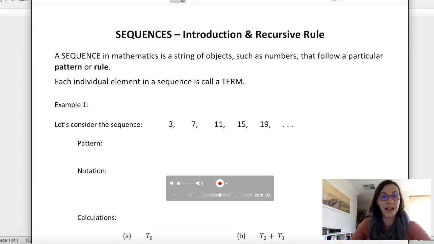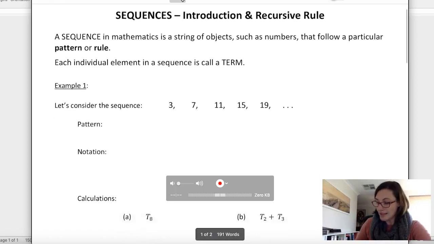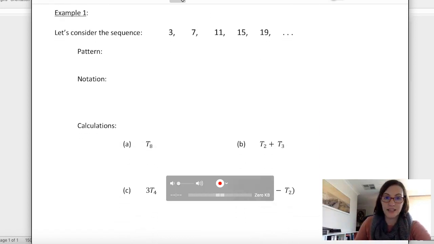In this video, we're going to have a look at sequences and how we define a recursive rule for them. So in mathematics, a sequence is essentially a string of objects, and in our case, some numbers that follow a particular pattern or rule. When we look at a sequence of numbers, we're going to call each individual element a term.